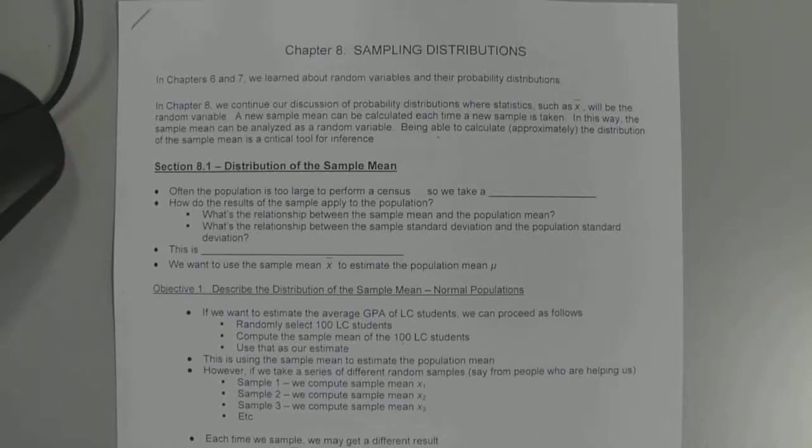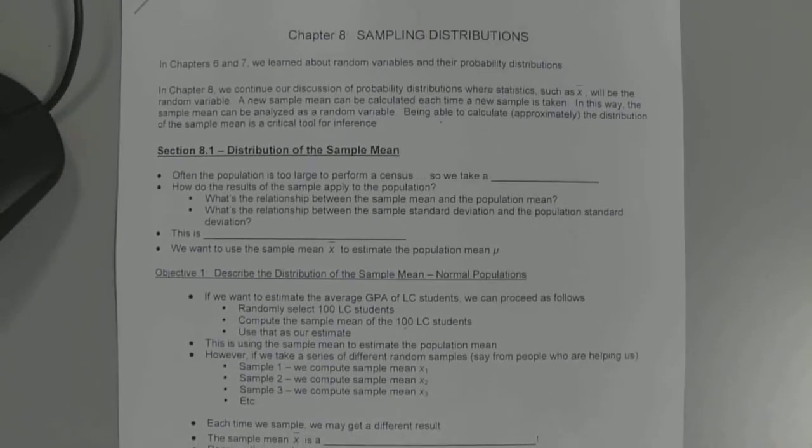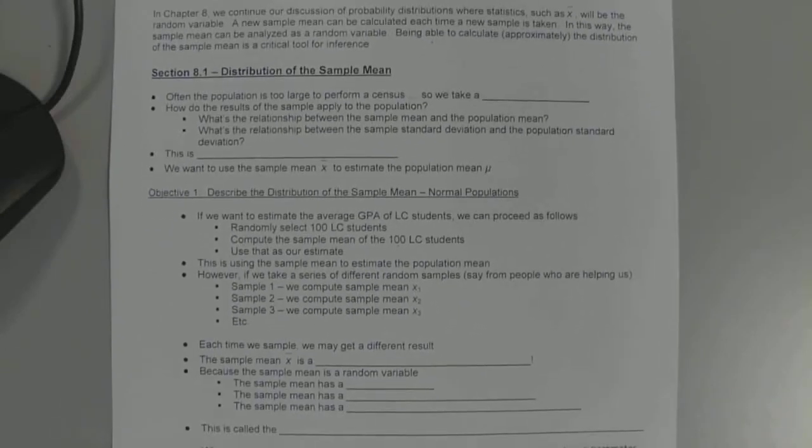Chapter 8 is going to continue on with the continuous variables, using the standard normal chart, all that stuff. The only difference is now, instead of just random data, we're going to have means as our data, and it's a little bit different, and we'll talk about how that happens. So 8.1 is called the distribution of the sample mean. 8.2 will be the distribution of the sample proportion, which we'll introduce on Wednesday.